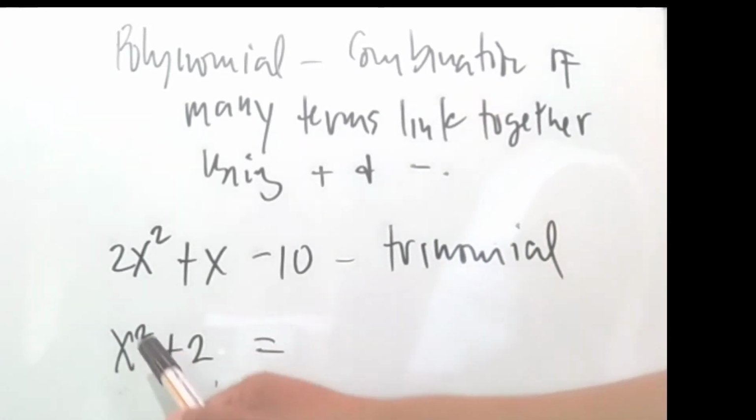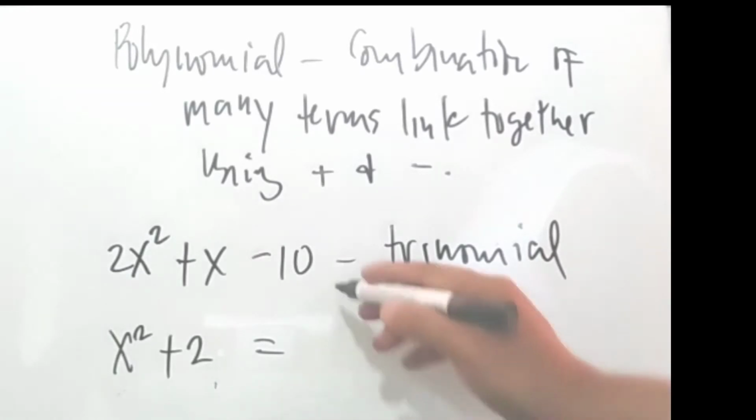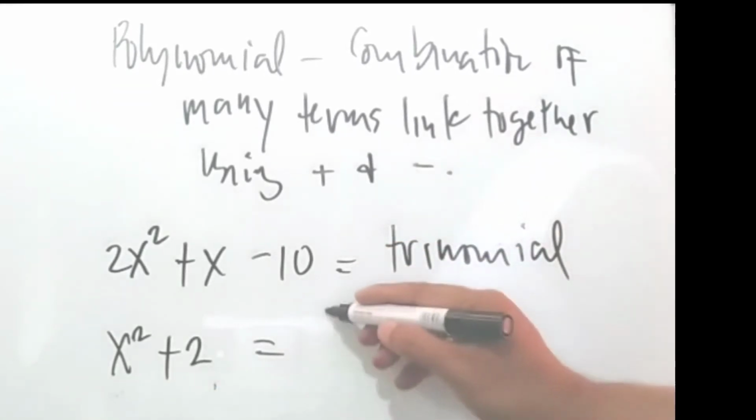Another example, x squared plus 2f is another polynomial with two terms. So we call this a binomial.